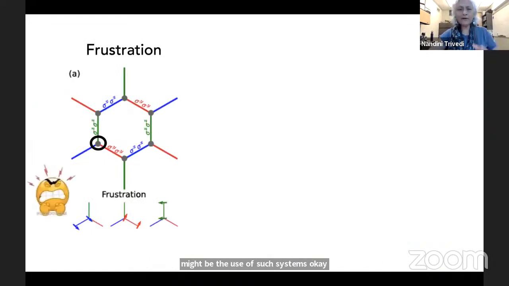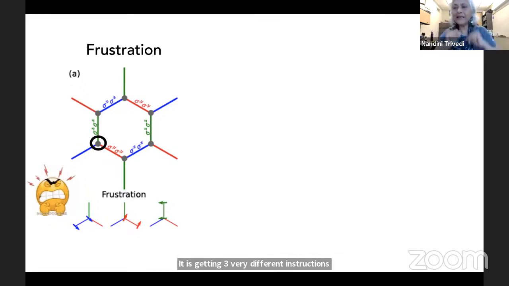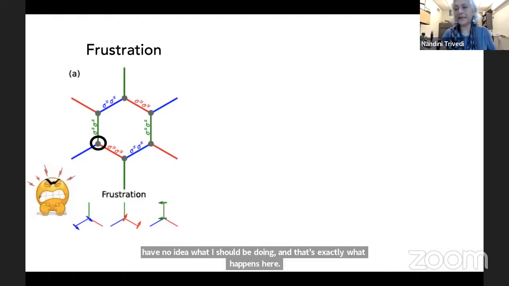Okay, so before, let us even see what made this problem so different from when the qubits had completely isotropic interactions. So if you look at, say, a qubit here, you can easily see it is getting three very different instructions from the three neighbors. The blue neighbor says, align along X. The green neighbor says, align along another direction. And the third one says, align along yet another. So it's like a totally frustrated situation. You are getting three different instructions from your family, from your friends, from your teachers, and you are like, okay, I'm giving up. I have no idea what I should be doing. And that's exactly what happens here. The spin cannot decide what it should do.